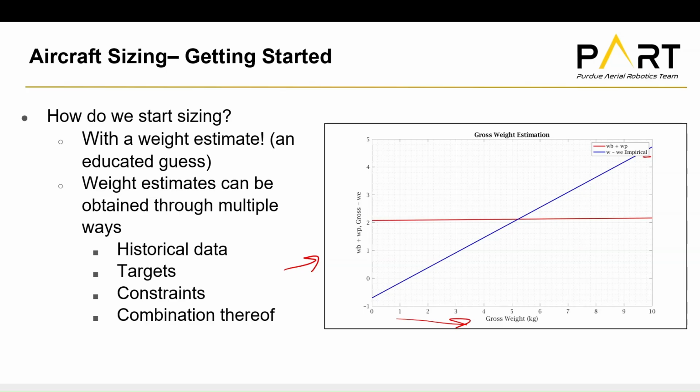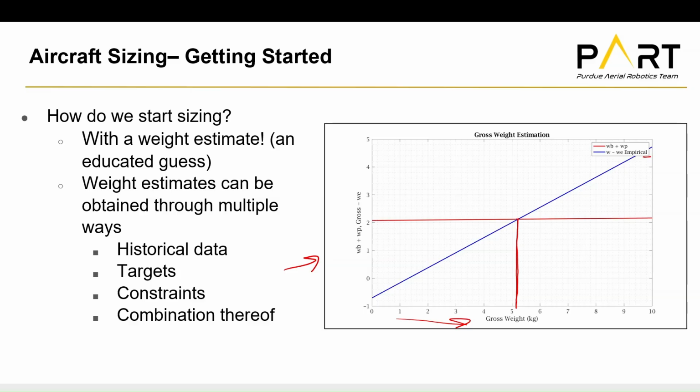And this line here, this is not a horizontal line. It is actually an equation. It just barely changes with x. And this is the weight of our battery plus the weight of our payload, which is, in other words, weight minus weight empty, right? And that is found through a series of equations. The intersection here is our estimated gross weight to start with, right?